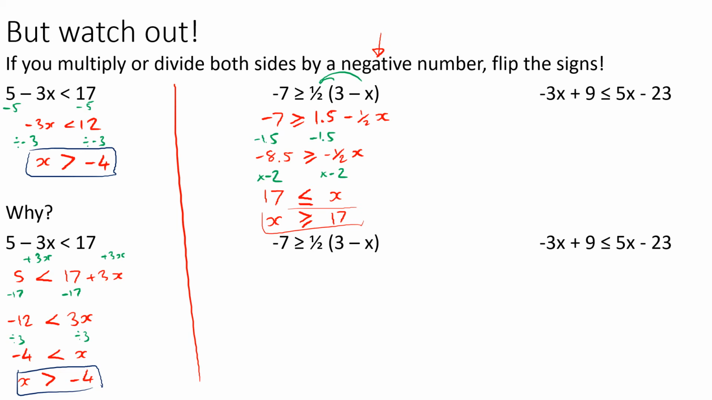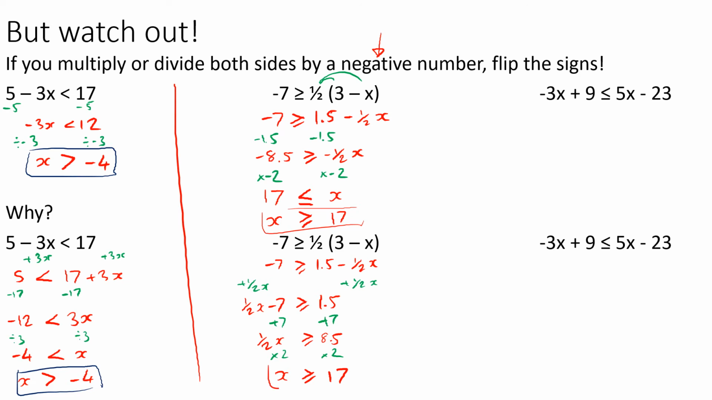Is there another way we could have shown the same thing? Yep. We could again have just expanded the brackets to start with. So we'll get to the same point. But then we could have added a half x to both sides instead. So if we do that, we'd end up with a half x minus 7 is greater than or equal to 1.5. We could have added 7 to both sides, and that would give us a half of x is greater than or equal to 8.5. And then we could have times by 2 and ended up with x is greater than or equal to 17. Same answer, and again, we want this to be consistent.